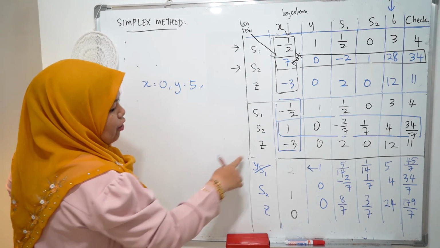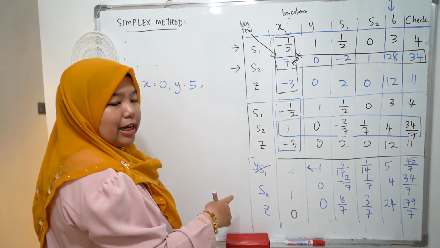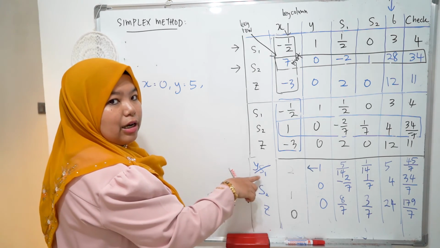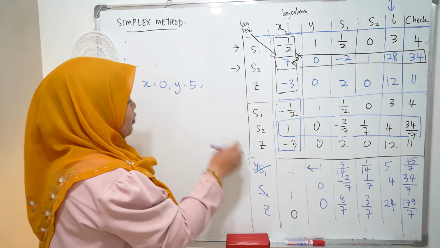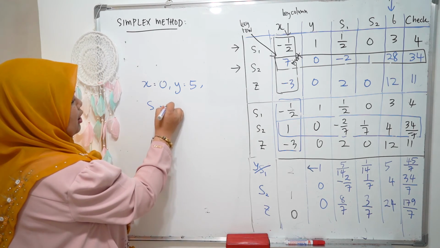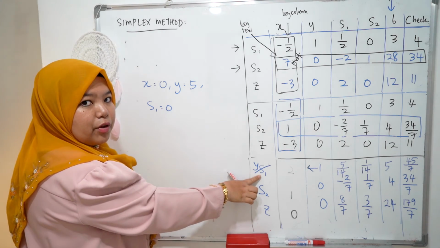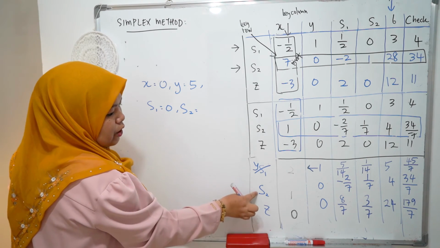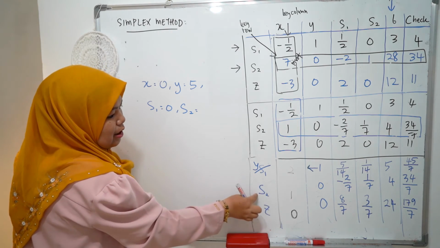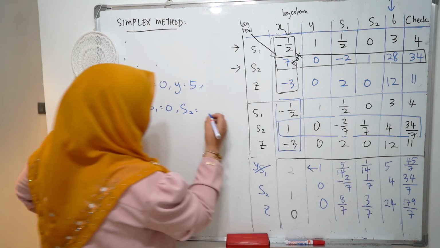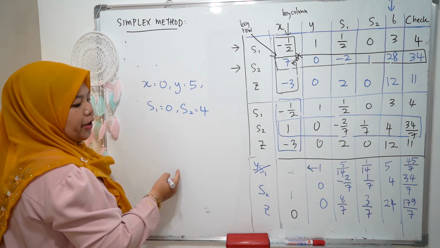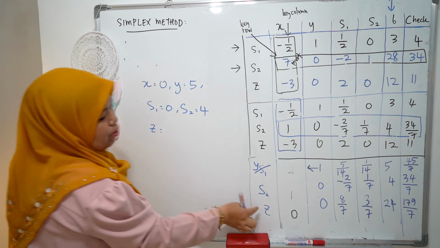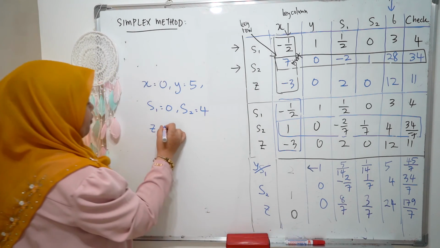Over here, is there any s1? They have no s1 because I already replaced it with y. So s1 equals 0. And how about s2? s2 is here. So s2 equals 4. At the maximum profit, z equals 24.